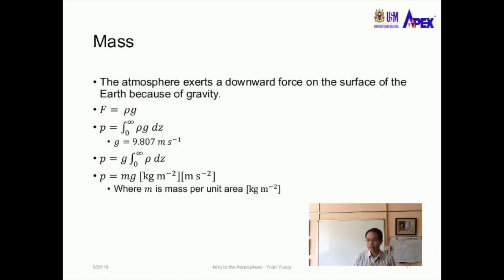Now we go into the mass of the atmosphere. What does it consist of? Is it even made of mass? Yes, it is made of mass because of the air molecules or the gases that exist in the atmosphere. And the atmosphere exerts a downward force on the Earth because of gravity. So gravity has an influence on the mass in the atmosphere. It pulls on the mass of the molecules in the atmosphere towards the center of the Earth.